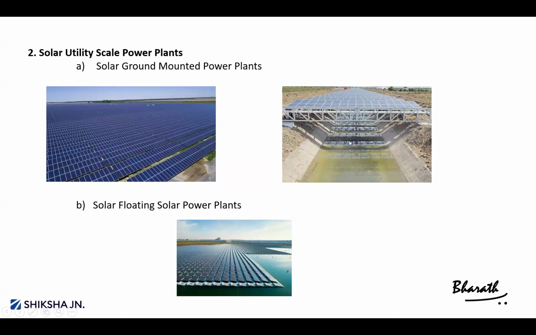Due to the bottom side there is water, right? So the module will get some free air circulation, cool circulation, air ventilation. So we can get more energy. Similarly, floating power plants also, we can save the land area, ground area. Canal and floating both are similar usages.